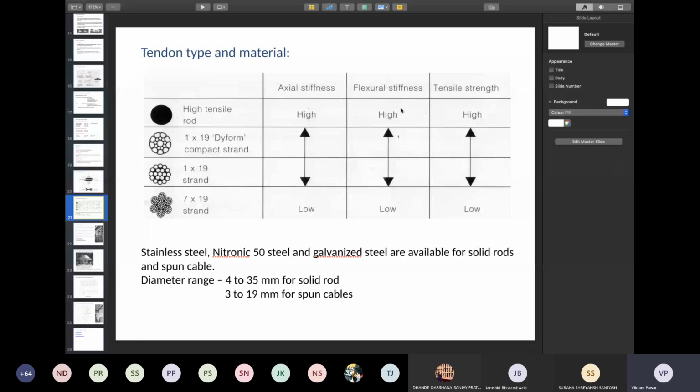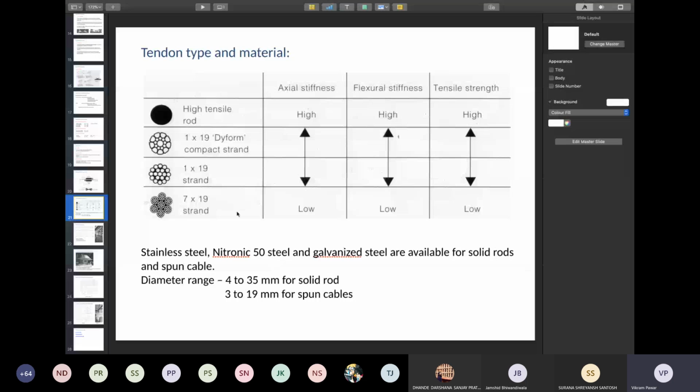Many a times your flexural stiffness also is going to be a bother. So you're going to prefer this. But in terms of high strength, tensile strength, you want to tend towards it. So depending on what your requirements are, you might go for any of the four option possibilities.